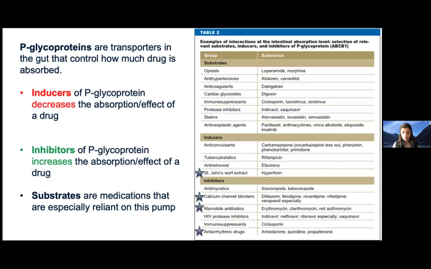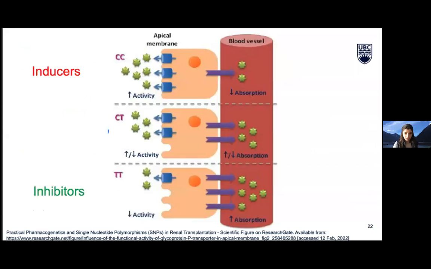Some really common ones that I wanted to point out here were calcium channel blockers. I know a lot of people are taking these. These can be inhibitors and they can increase the absorption of other drugs, as well as some antibiotics and antiarrhythmic drugs, which are also quite common. And this is just another picture to hopefully help illustrate that inducers will increase the activity of P-glycoproteins, whereas inhibitors will do the opposite and lead to more drug being absorbed.